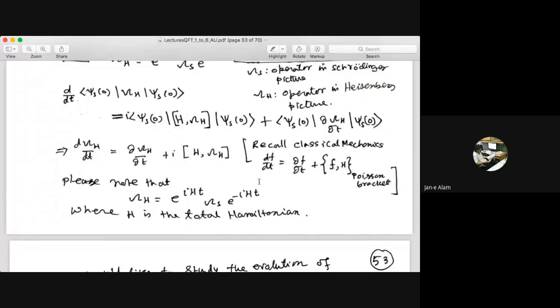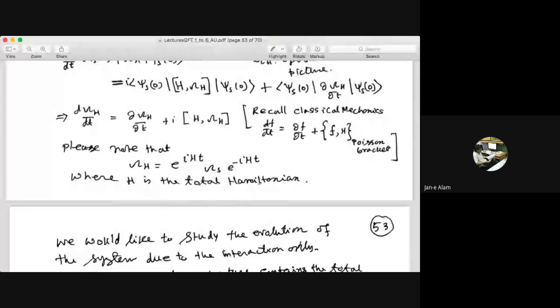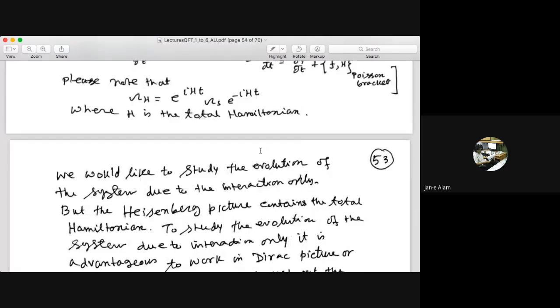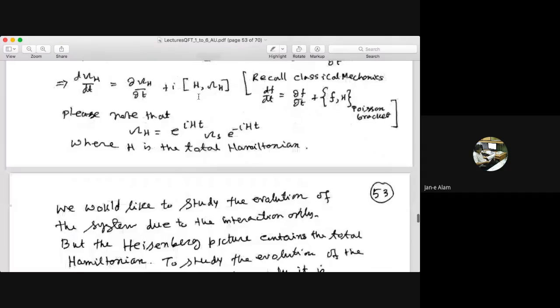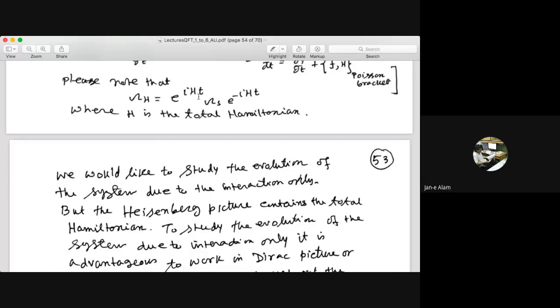And this phi, the scalar field which I am considering here, is a field operator. So this phi will also evolve according to this equation: phi S will evolve as e to the iHt phi e to the minus iHt. Now, this H, I have written in terms of the free Hamiltonian plus the interaction, H naught plus H int. H int was the interaction.